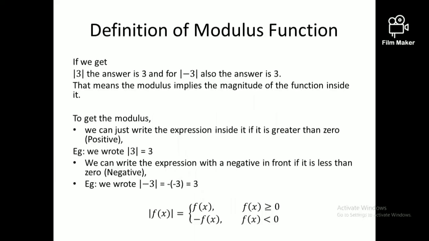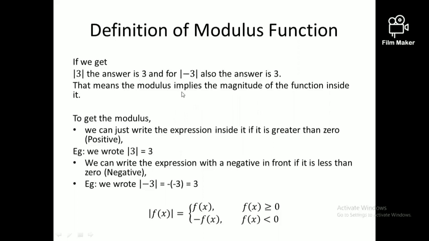Before we come to the modulus functions, we have to understand the notation of this modulus sign. That means if we get modulus of 3, this is the notation for modulus of 3. We have already learned this in our AS level grades. If we happen to find the modulus of 3, we know that answer is 3. Then if you want to find the modulus of minus 3, that answer is also 3.